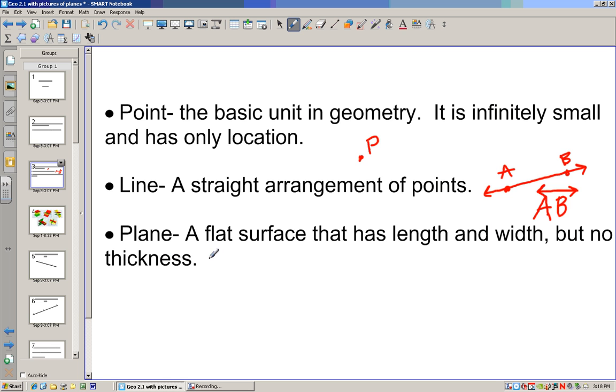A plane is a flat surface that has length and width but no thickness. Think of a piece of paper when you're describing this. So kind of a piece of paper, there's two dimensions, length and width, but there's no depth. So this is infinitely thin. Think of a piece of paper that is infinitely thin. It has no thickness whatsoever. And it continues up forever, down forever, to the right forever, to the left forever. It's difficult to draw because it goes on forever. So we have to cut it off at some point.